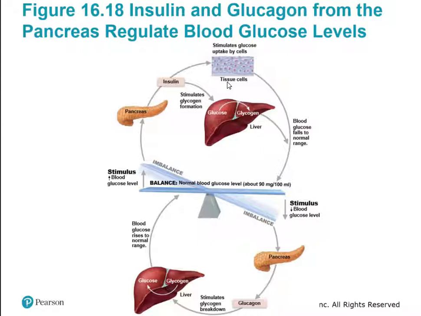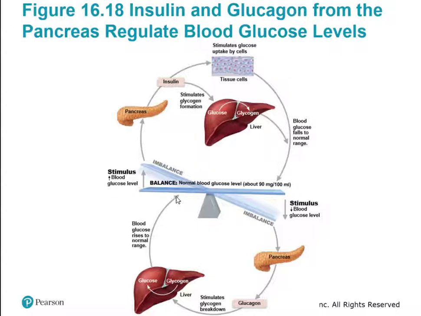So the cells can take in that glucose and use it for their own energy metabolism. So as a result, blood glucose levels are going to fall back down to normal range, right? So the negative feedback, we would turn off insulin production in the pancreas.